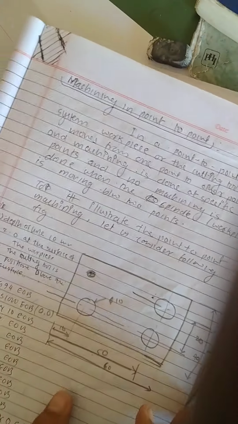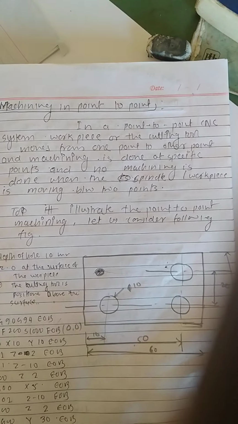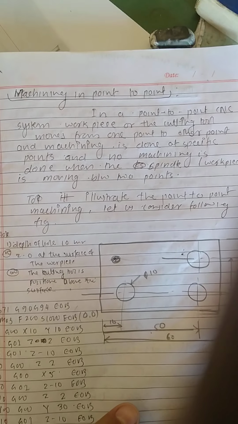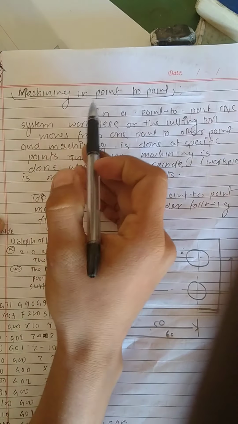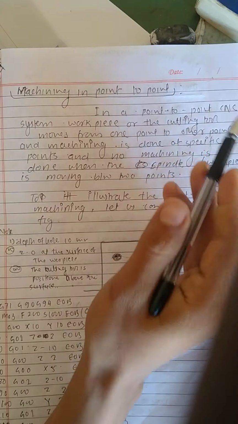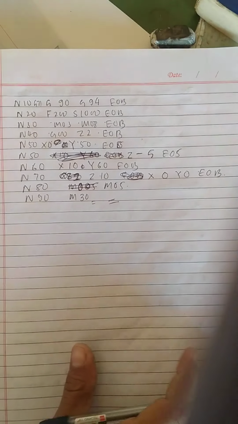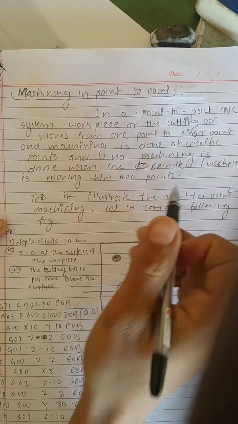Let's go to the technique. I hope you guys are seeing it. Now, machining: one is point to point, and another one is machining along a straight line. Okay guys, these are the techniques.